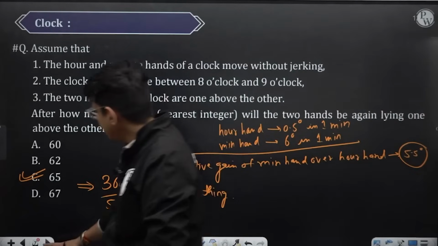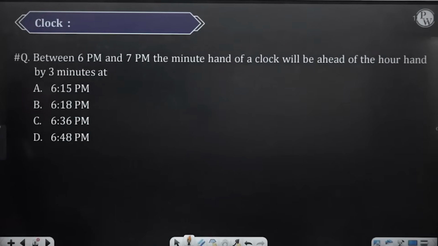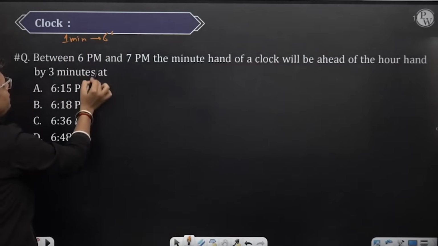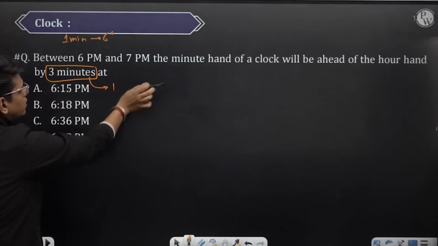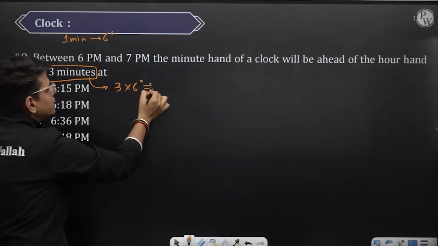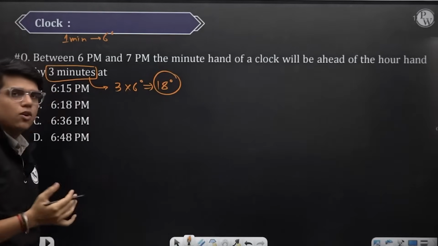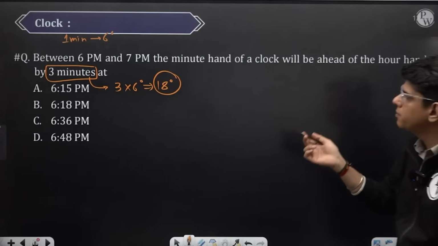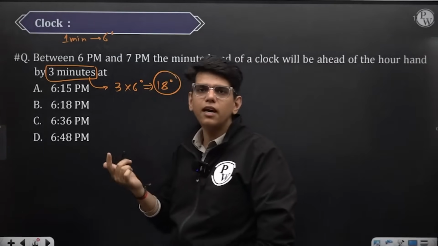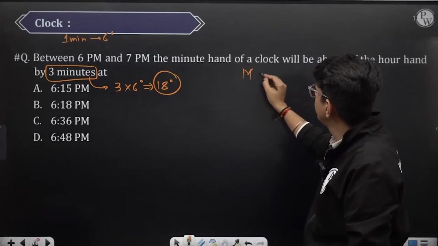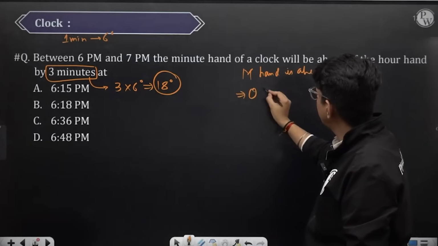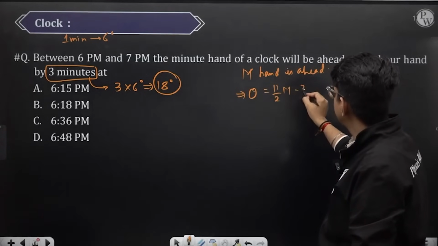Okay, next, between 6 p.m. and 7 p.m. the minute hand of the clock will be ahead of the hour hand by 3 minutes at. So I have just told you 1 minute corresponds to 6 degree, so 3 minutes corresponds to 3 into 6 degree, which is 18 degree. Okay, so now the question becomes, between 6 and 7 the minute hand of the clock will be ahead of the hour hand by 18 degree. Kab hoga ye? When is the time when this will happen, right? So when minute hand is ahead, the formula used is theta equals 11 by 2 m minus 30h.